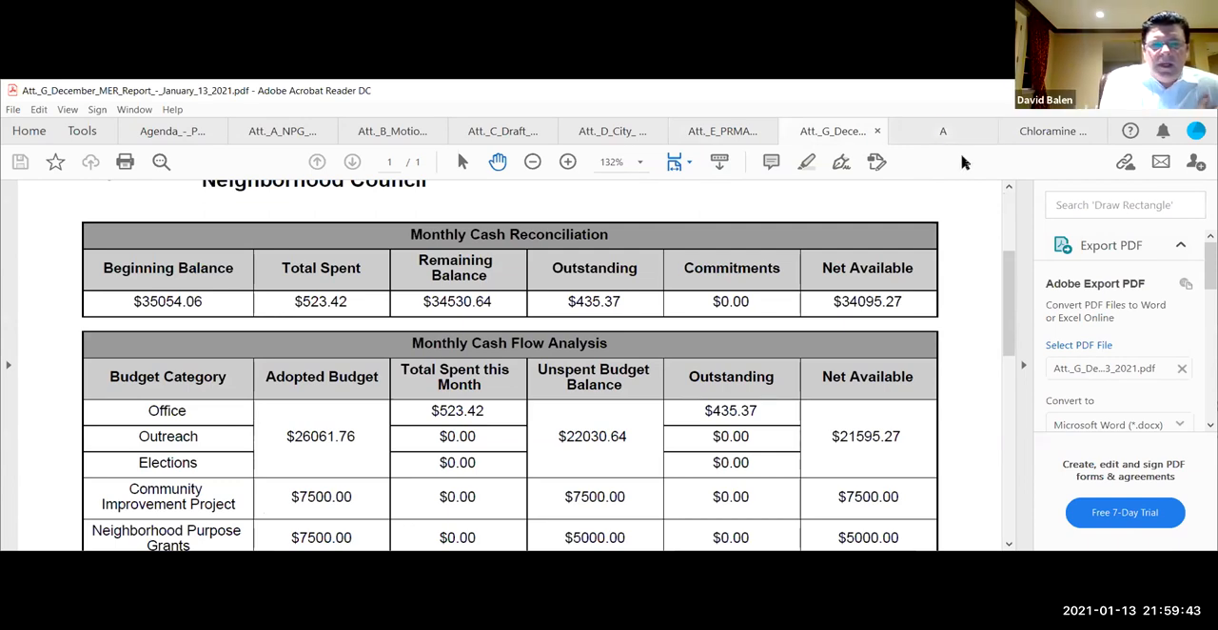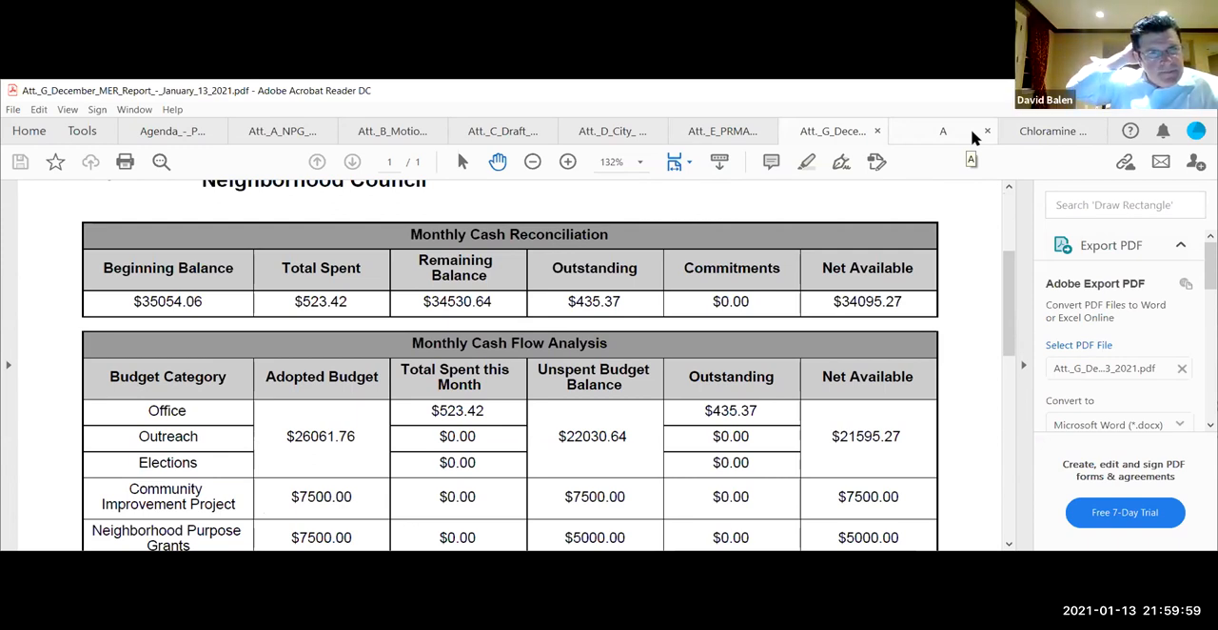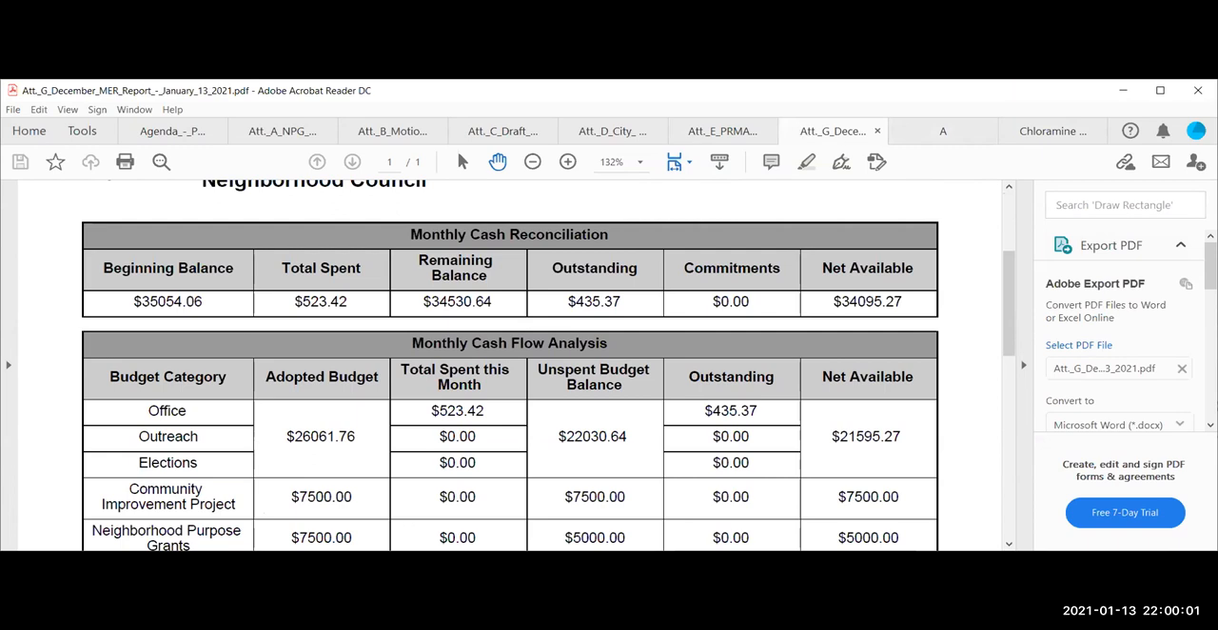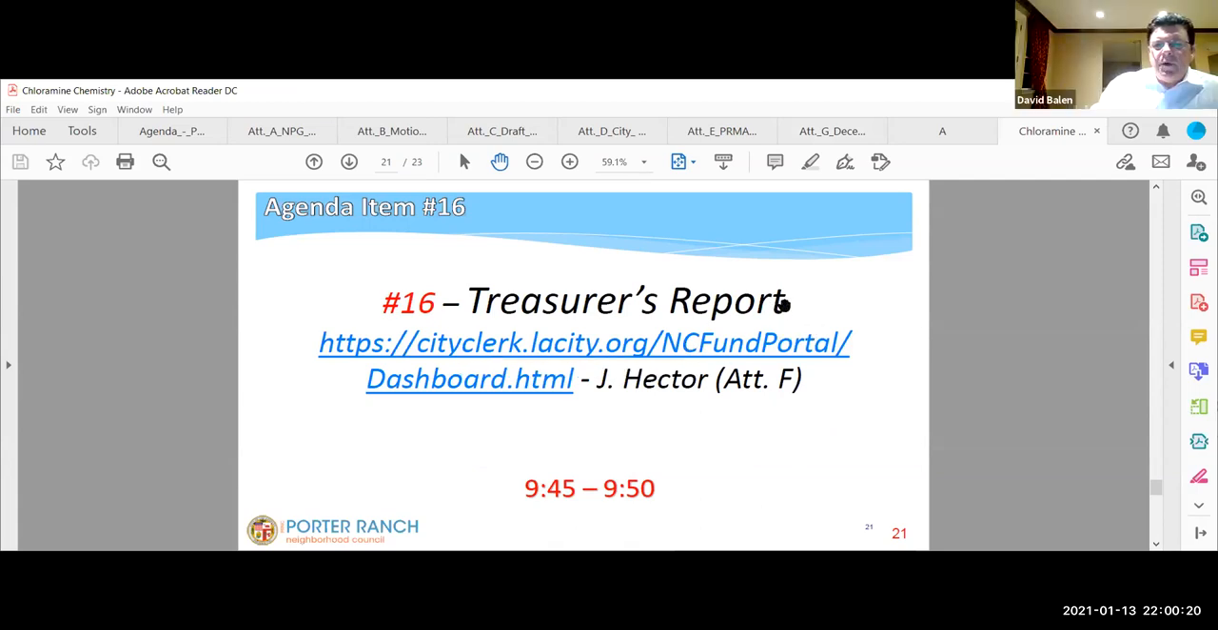Hold on. Let me pull it up. I'll go to the website. Okay. Do you want to just do the MER? Yeah, go ahead. Actually, let me see. I got it here. Never mind. Treasury report. Okay. So it's expenses a day total outstanding. There's $435 outstanding, and the available is $33,950. So just about $34,000. That's the report. Any questions?